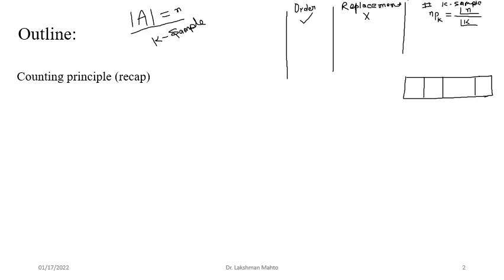Now suppose order matters and replacement is also there. We are putting back after each draw. What would be the number of k-samples when both order and replacement are there? Just see the boxes again, I have taken k boxes. The answer is n to the power k. Each box can be filled in n ways, so altogether n to the power k.